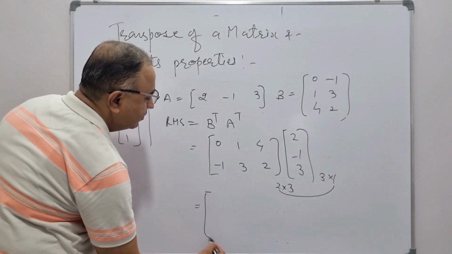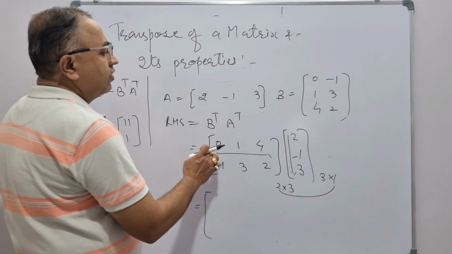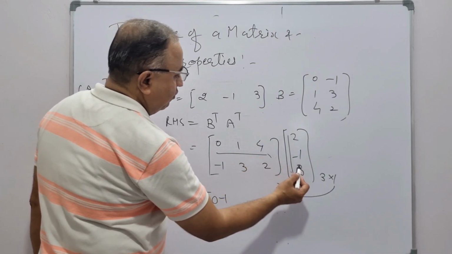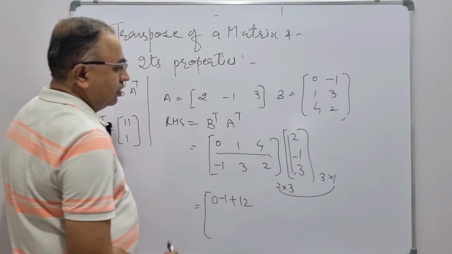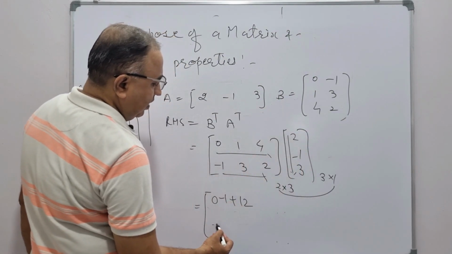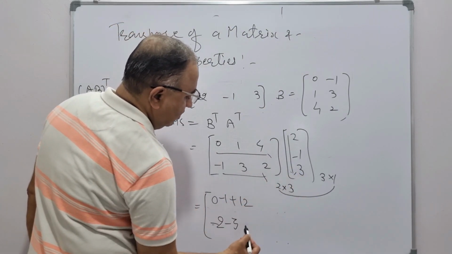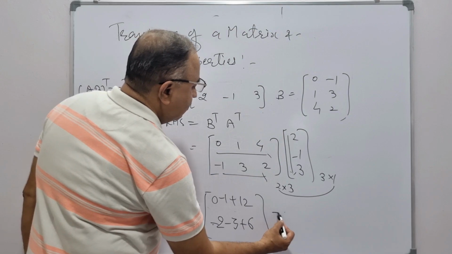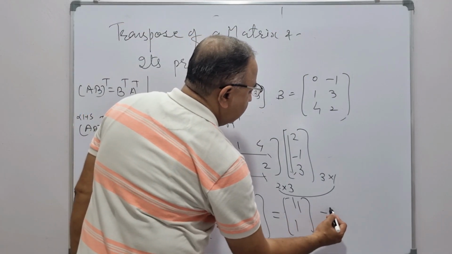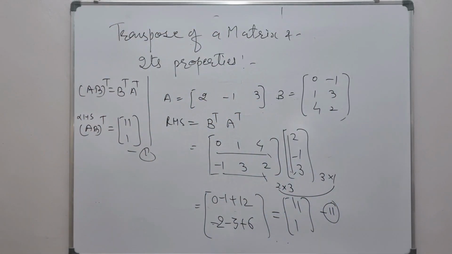So let's try. We start with first row, first column, you will get the first element. 0 into 2 is 0, plus 1 into minus 1 is minus 1, plus 4 threes is 12. And then second row, first column now, because there is no other column. So minus 1 into 2 is minus 2, plus 3 into minus 1 is minus 3, plus 2 threes is 6. So it's 12 minus 1, 11, 6 minus 5 is 1. This is the right hand side, and this is the left hand side. You can see both are same.